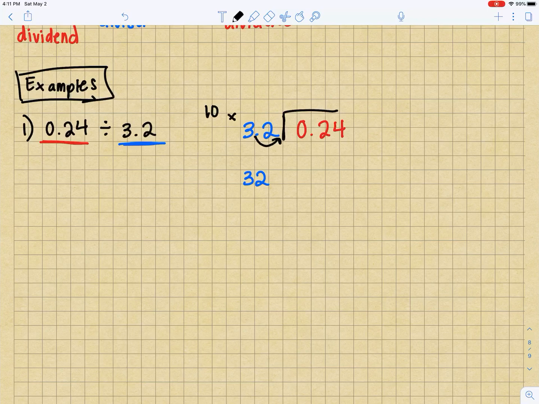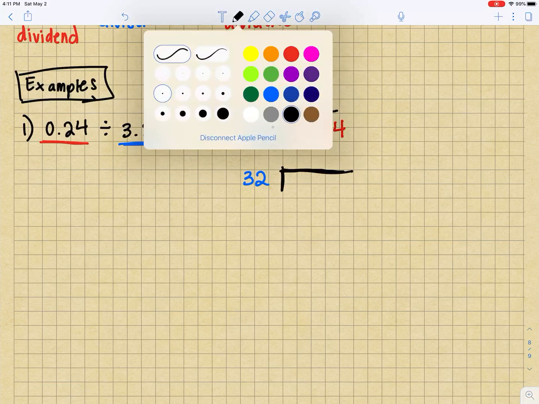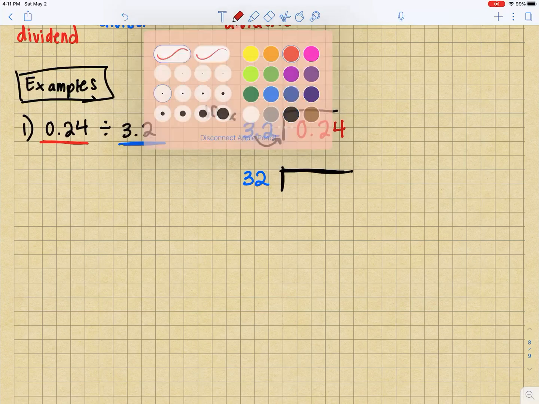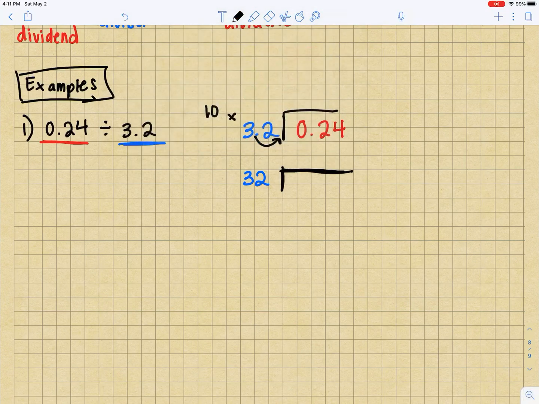We're going to take a look at a few other examples, but remember, our goal here is to make this 3 2/10 into a whole number, which we did. We made it into 32. Now, whatever you multiply your divisor by, you're also going to multiply the dividend by. So I'm also going to multiply this 24 hundredths by 10 as well.